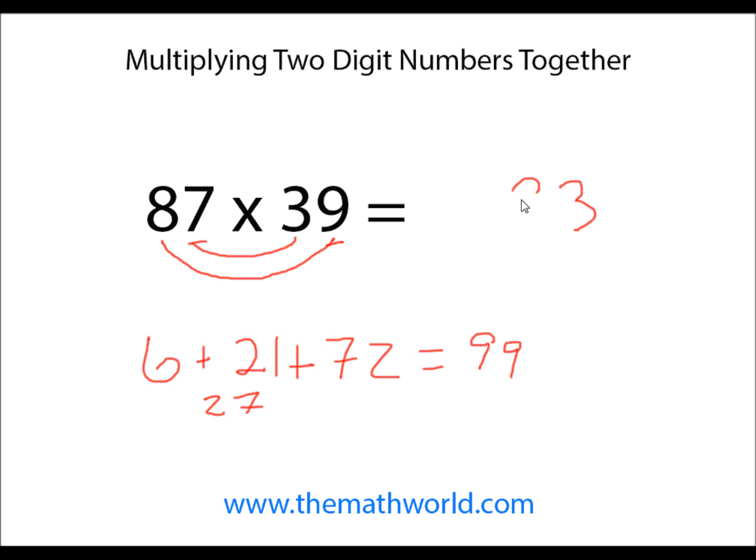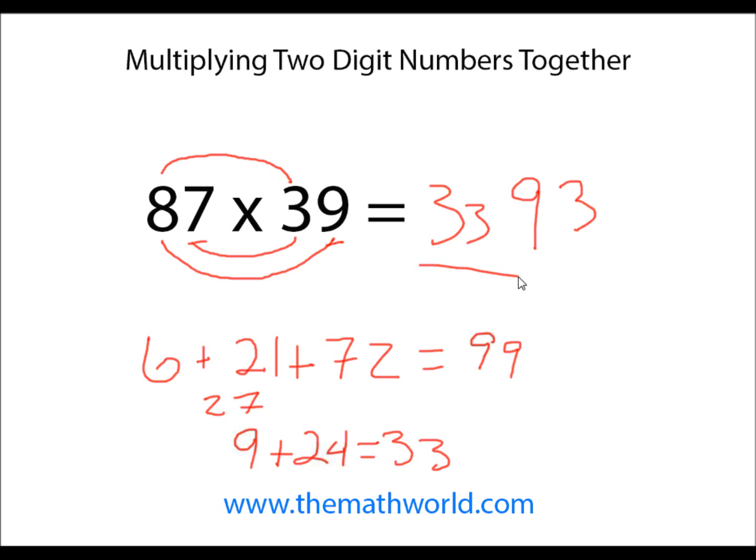We will write down our 9, and we'll carry 9. And then we'll add 9 to the tens digits being multiplied by each other. So 8 times 3 is 24. 9 plus 24 is 33. And so our final answer of 87 times 39 is 3,393.